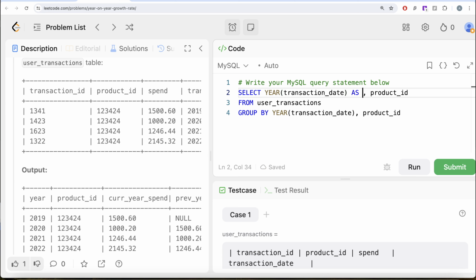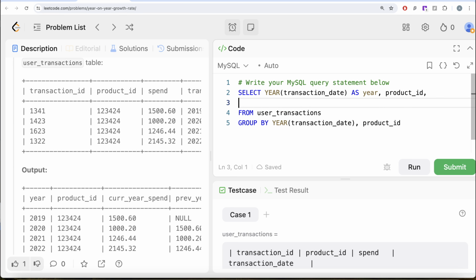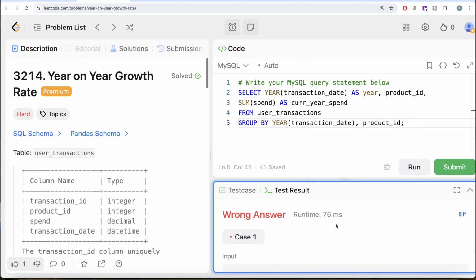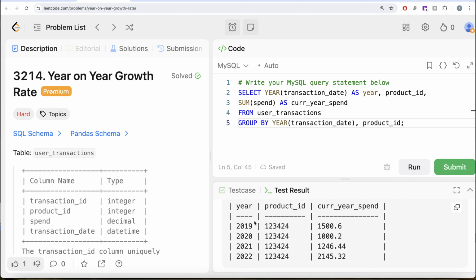So as year, and then you also need the current year spend. Since you grouped by the year, right? So if you sum the total spend, it is going to give you the current year spend. So let us do a sum of spend column, and let's alias this as current year spend. Okay, let me go ahead and run this. Let's see what we get in our output. So now if you look at it, we have the year, the product ID, and the current year spend.